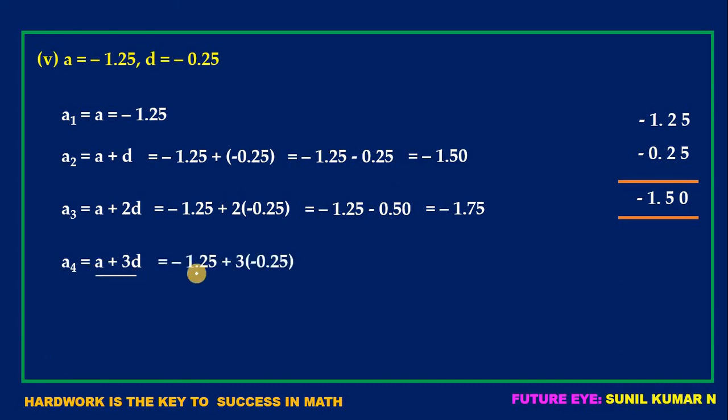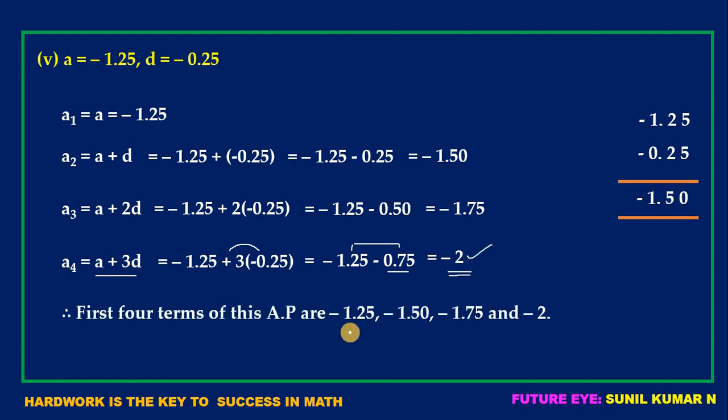Let's jump into the fourth term, that we can write as a plus 3d. Substitute the values, and here 3 multiplied by minus 0.25. So we get minus 0.75. Now add these two numbers, it gives the answer minus 2.00. It's nothing but minus 2 only.